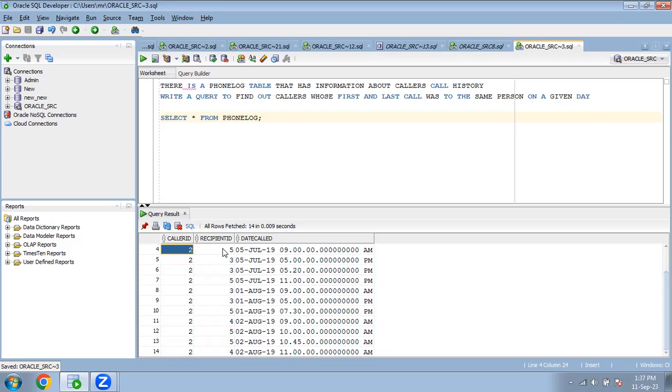What we want is something like this. Caller ID 2 called person 5 on 5th July. That is the first call. On the 5th July, what is the last call? For that caller ID, he called person 5 again. So this comes in our output. He called this person on 5th July, and that is both the first and the last call.